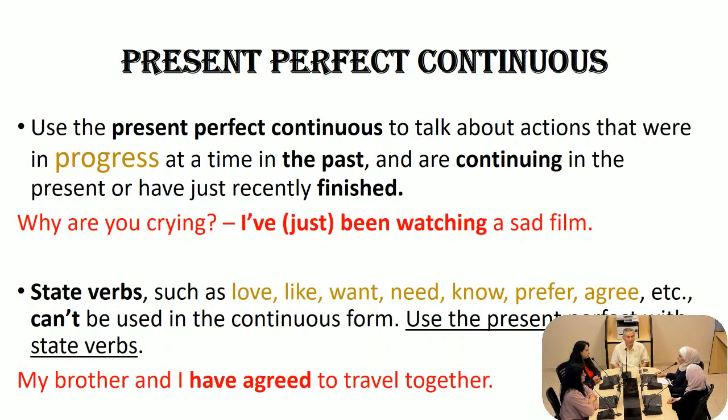Now let's move to the present perfect continuous, which is new for the students this year. We use the present perfect continuous to talk about actions that were in progress at a time in the past and are continuing in the present or have just recently finished. So we have two kinds: continuing in the present, or just finished recently.